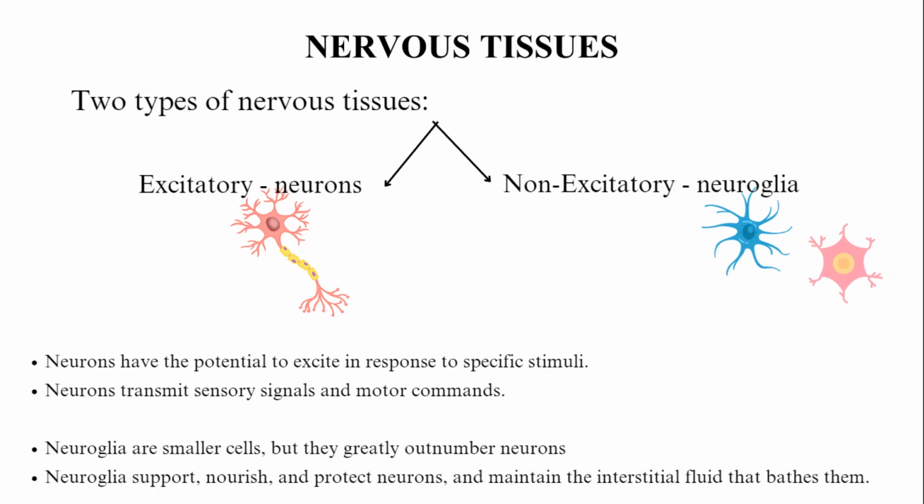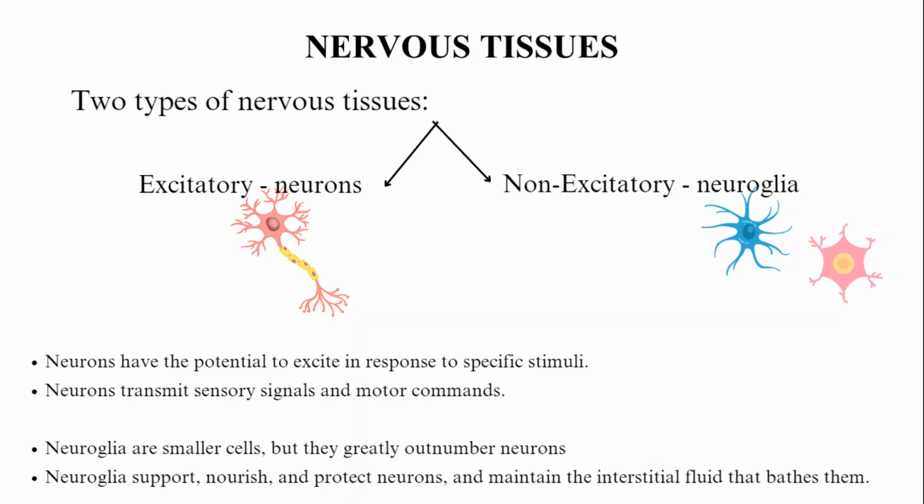Excitatory tissues are neurons, non-excitatory tissues are neuroglia. Neurons have the potential to excite in response to specific stimuli. Neurons transmit sensory signals and motor commands. Neuroglia are smaller cells and they outnumber neurons. They support, nourish, and protect neurons, and maintain interstitial fluids and bathe them.